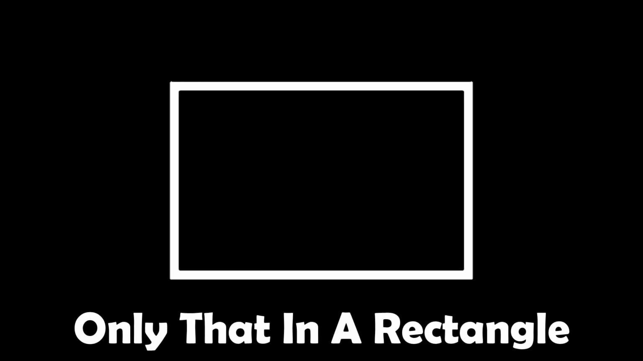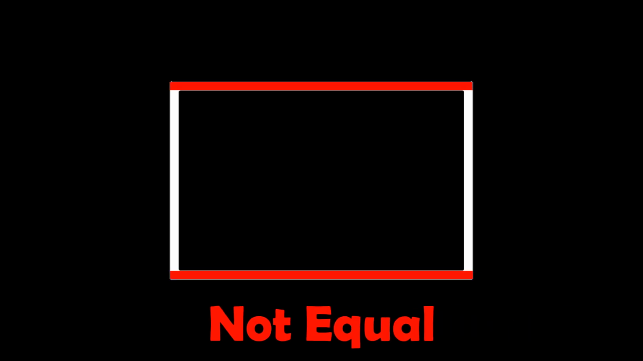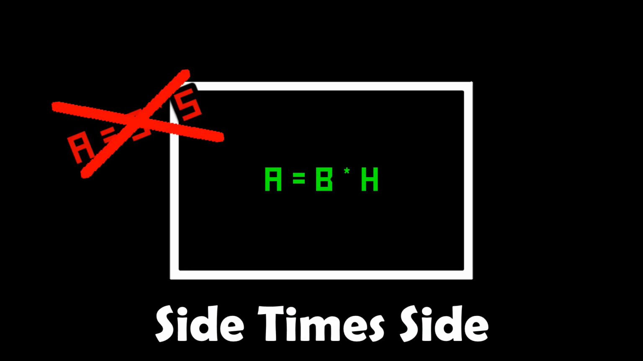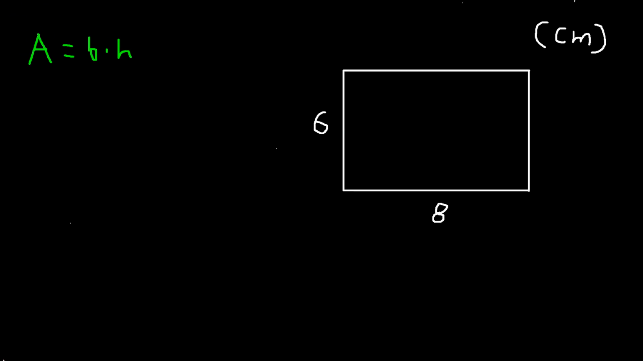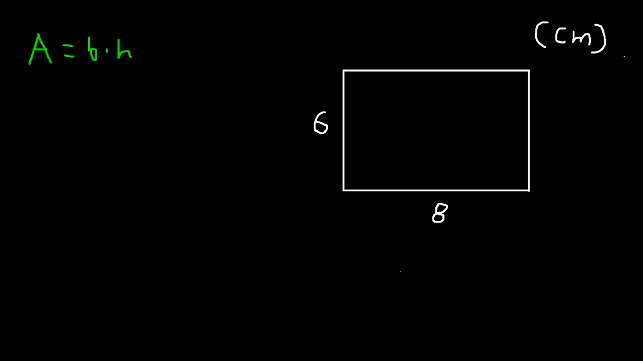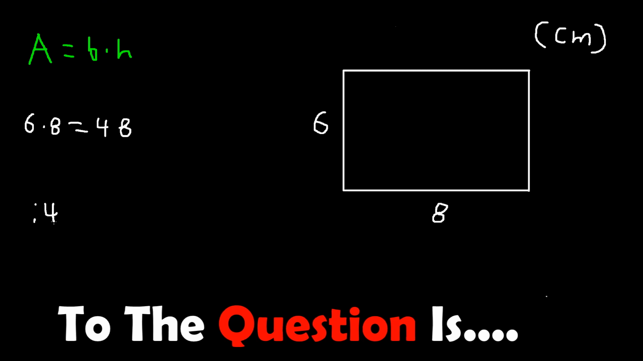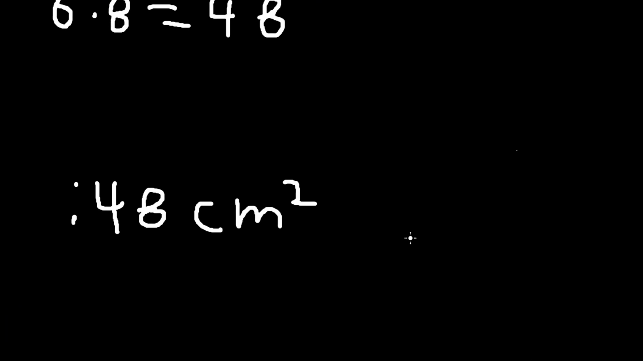Calculating the area of a rectangle relies on almost exactly the same formula, only that in a rectangle all the sides are not equal. But the formula is still base times height, just not side times side. Meaning that if we have this rectangle which has the width of 6 centimeters and the length of 8 centimeters, you figure out the area by taking 6 times 8, which is 48. And so the answer to the question is 48 square centimeters.